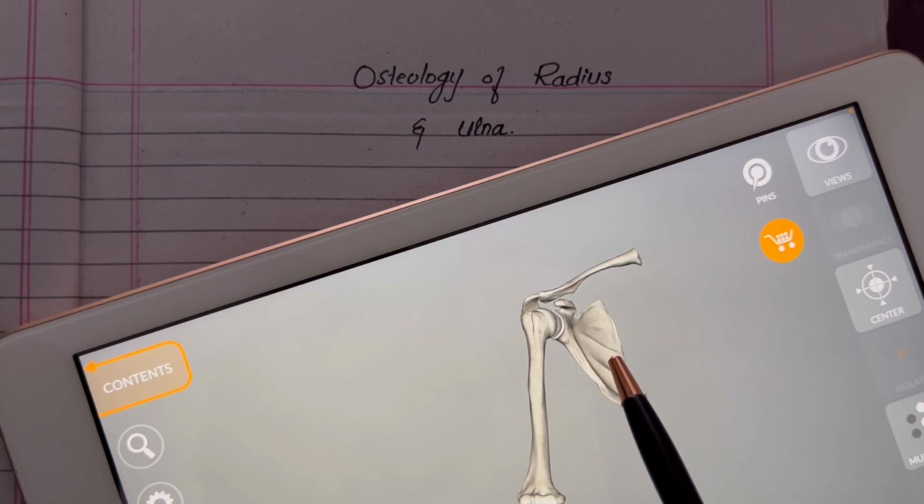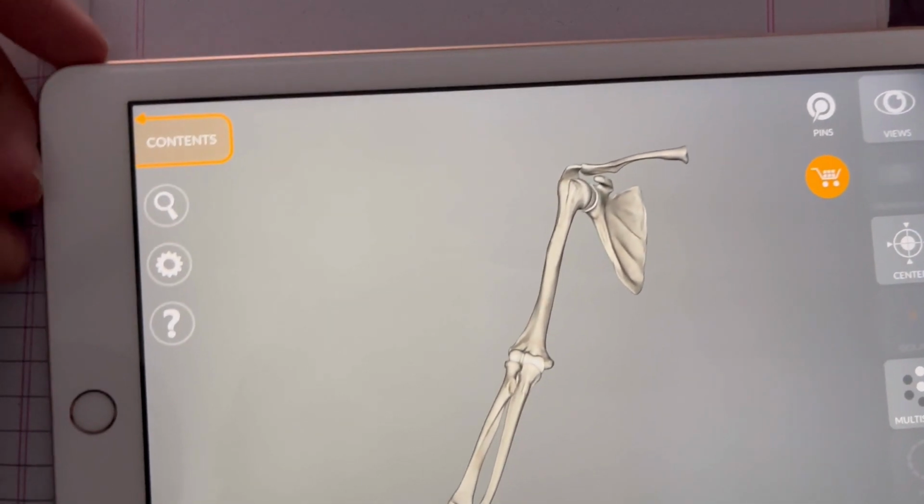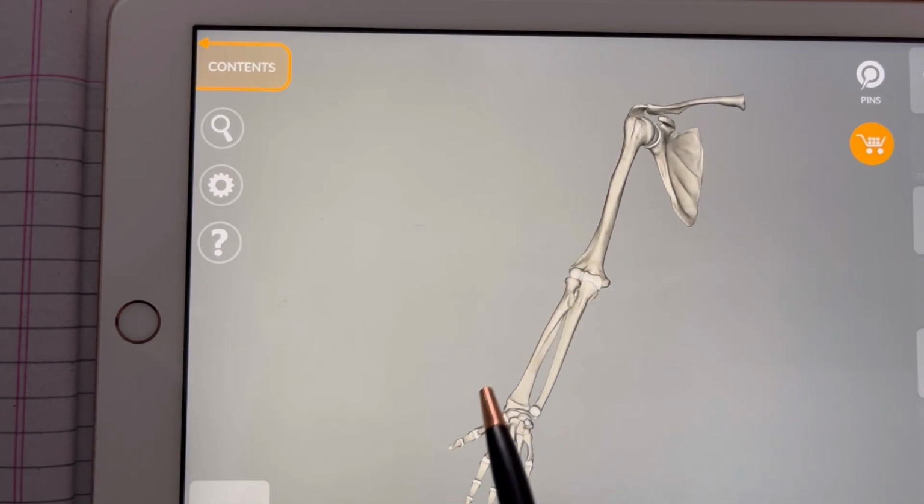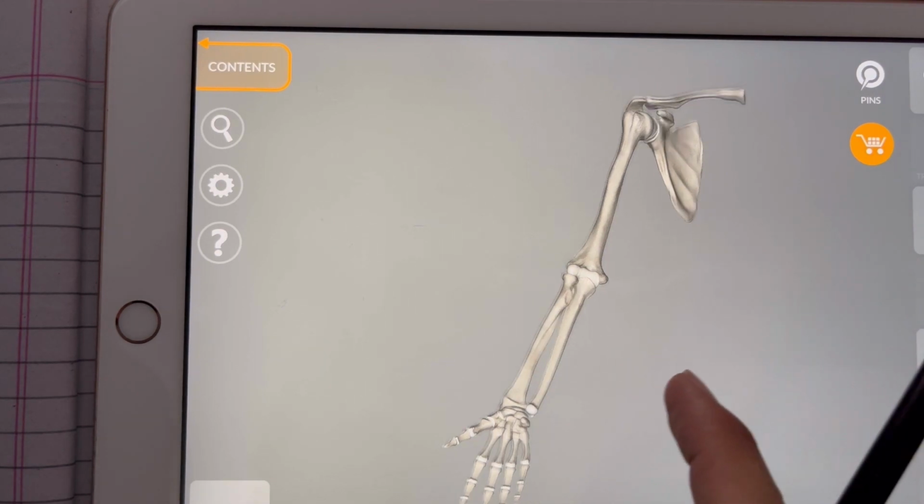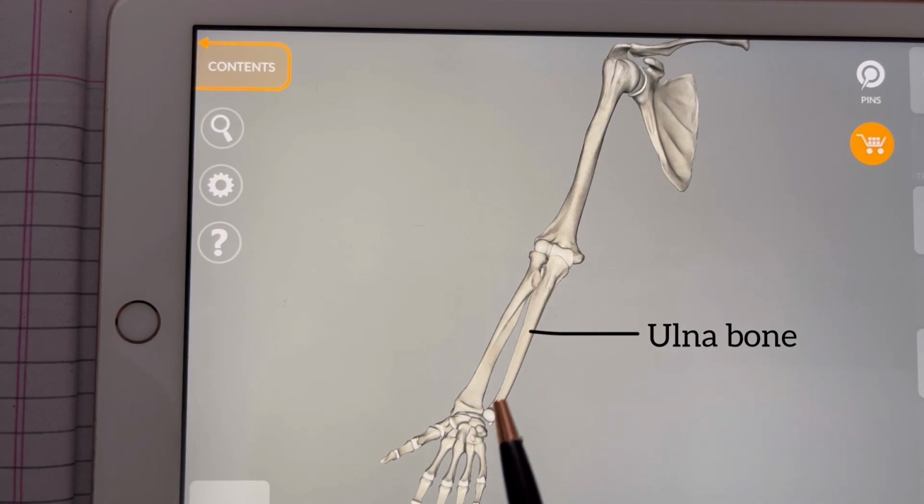Following the series of osteology of the upper limb, previously we have discussed osteology of the clavicle bone, scapula bone and the humerus bone. Today in this video lecture we will discuss the osteology of the bones in the forearm region. In the forearm region we have two bones. One lies laterally, which is radius bone, and another lies medially, which is ulna bone.